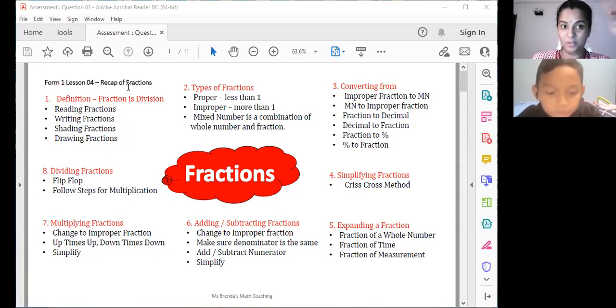Today's lesson, we will learn how to use fractions. How do those positive and negative numbers that you have learned before now come into fractions? So in this lesson, we will see positive fractions and negative fractions.